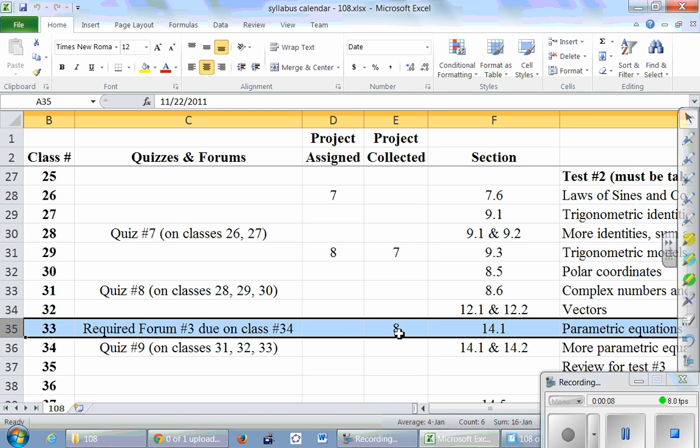Note that a couple of things are happening. Project number 8 is collected today, so look at that date over there on your calendar to know exactly when that's due. Also required form 3 is due on class 34. I put it here because we also have a quiz next class, so make sure you're working on that as well. And we've got 2 more classes to cover and then our review day for test number 3.